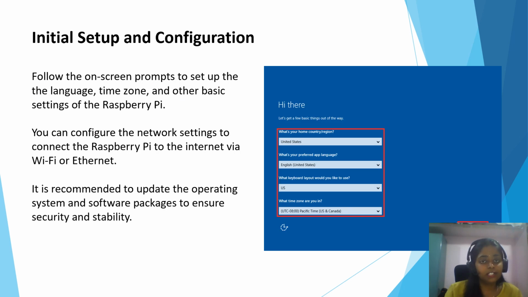So the initial setup and configuration. Follow the on-screen prompts to set up the language, time zone, and other basic settings of the Raspberry Pi. You can configure the network settings to connect the Raspberry Pi to the internet via Wi-Fi or Ethernet. It is recommended to update the operating system and software packages to ensure security and stability.